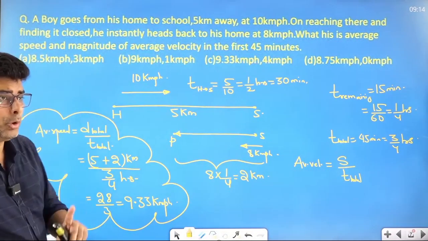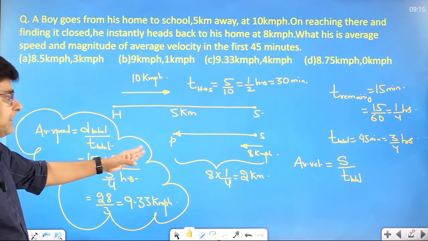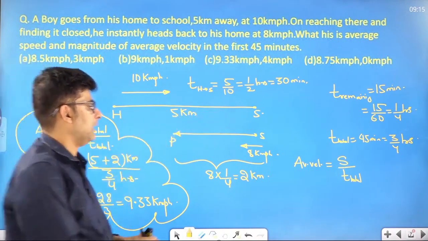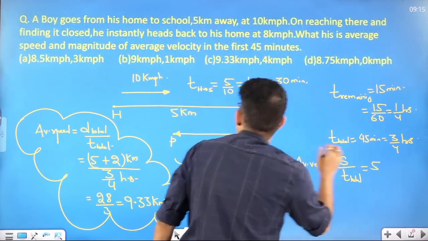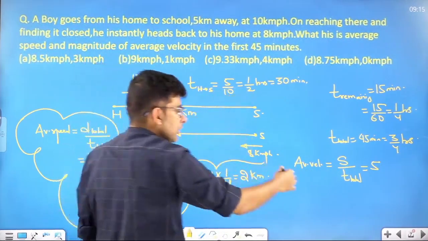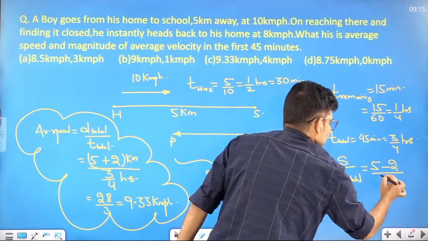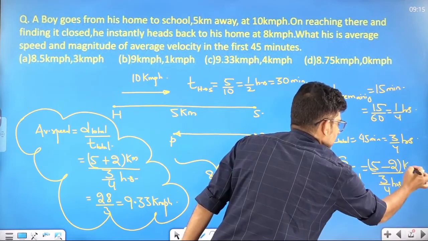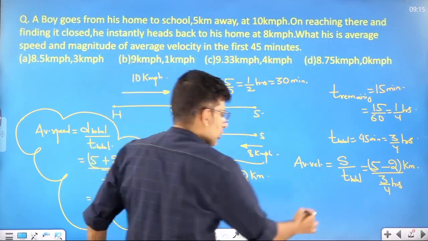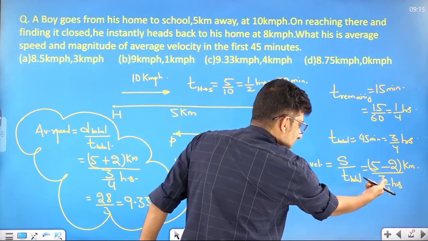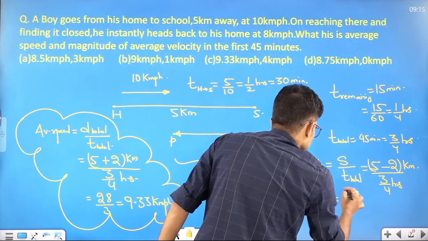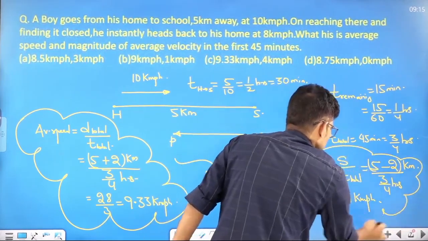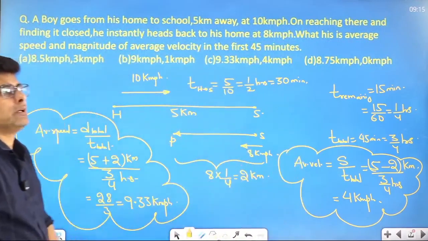Whereas if you see average velocity, we know it is displacement upon total time. Now yesterday I told you about displacement. Displacement, you are moving forward 5 kilometers and you are coming back 2 kilometers. So what is your displacement? If I take this direction, forward direction as positive, so 5 minus 2, whereas total time is still the same, 3/4 hours, but displacement becomes 3. So when you write 3 by 3/4, 3 cancels, 4 goes up, so average velocity becomes 4 kilometer per hour. So average velocity is 4 kilometer per hour.